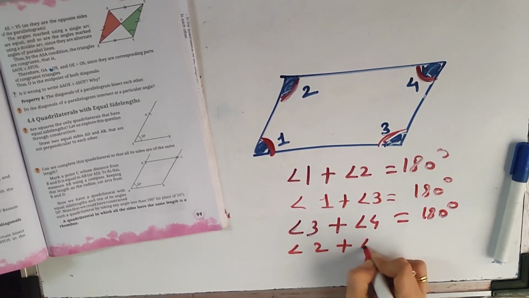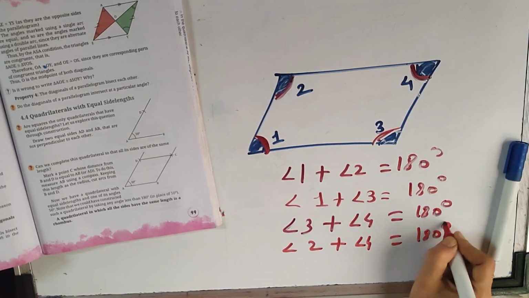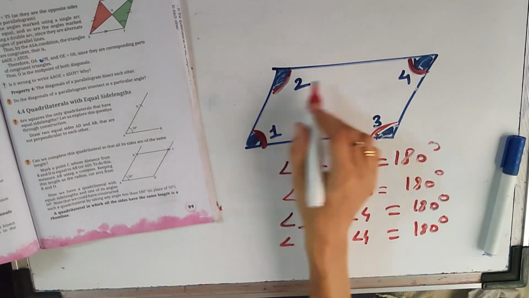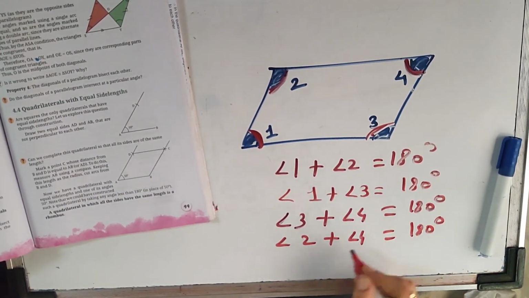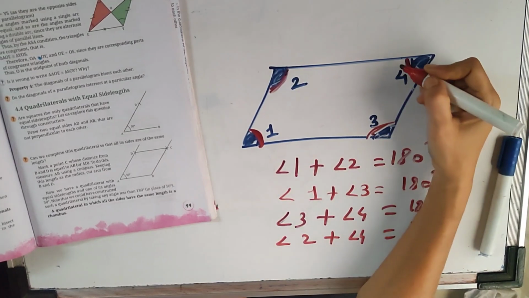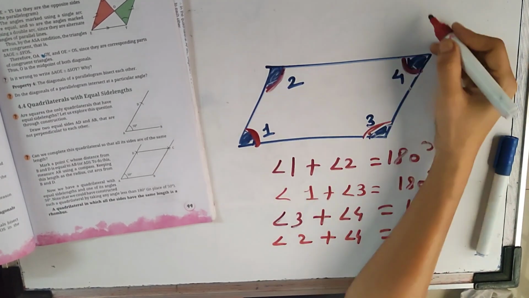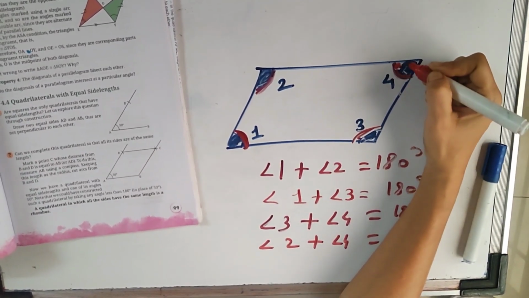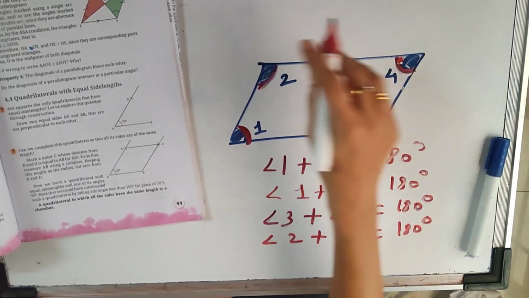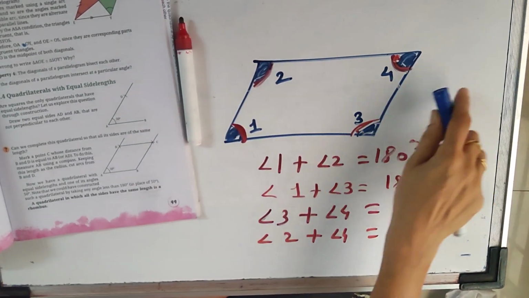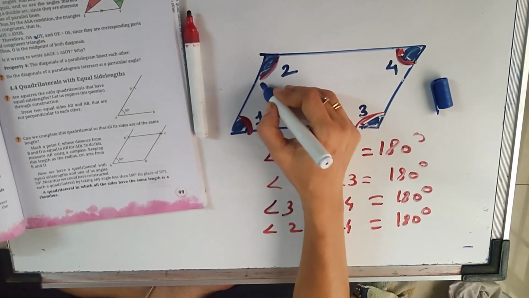Angle 2 and angle 4 also form a supplementary angle, so the sum of these two angles is 180 degrees. Always remember that the adjacent angles of a parallelogram form a 180 degree angle. But in a parallelogram, opposite angles are equal.